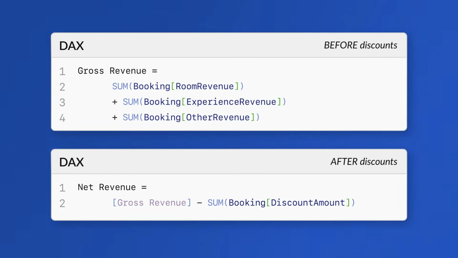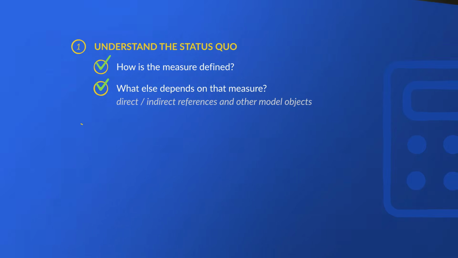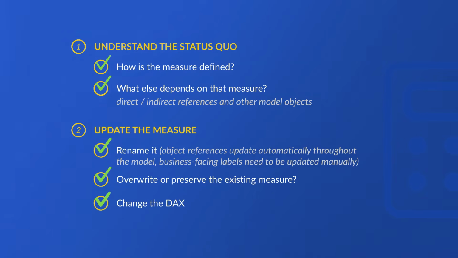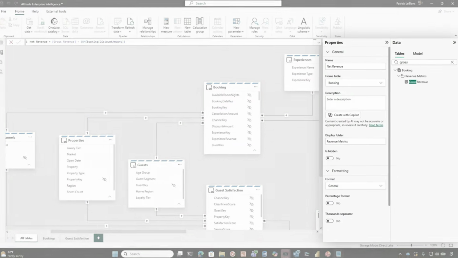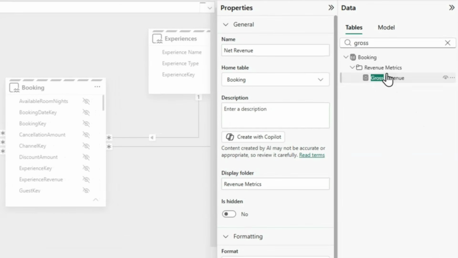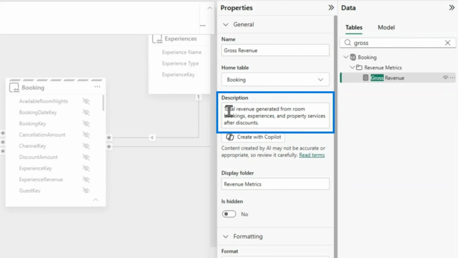And this is the part that's easy to overlook. Changing the DAX isn't enough. If someone opens this semantic model, let's say 6 months or a year down the road, they shouldn't have to reverse engineer what these measure names mean. I need to update the descriptions to fully bring that business logic into my semantic model. Let me go back to the model, go to gross revenue, and change this to gross revenue before discounts.